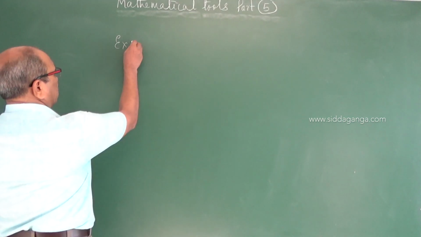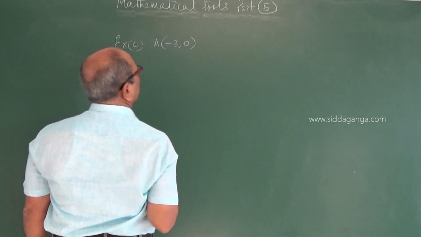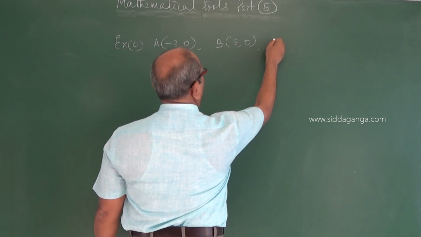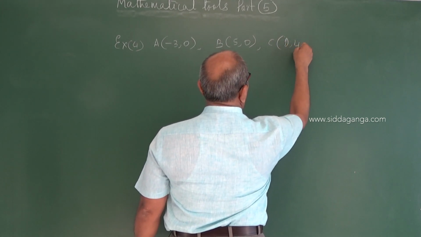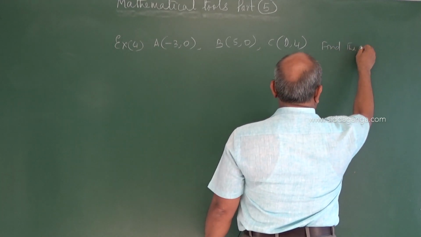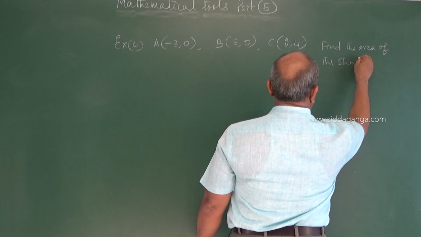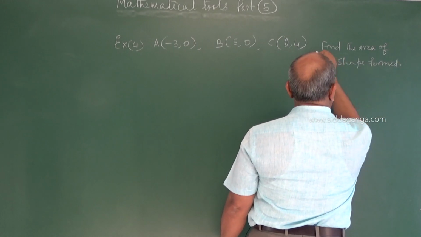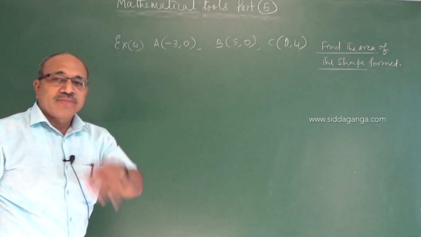So suppose you are given the coordinates A as minus 3 comma 0, B as 5 comma 0 and C as 0 comma 4. Find the area of the shape formed. The question is this. Find the surface area of the shape formed.